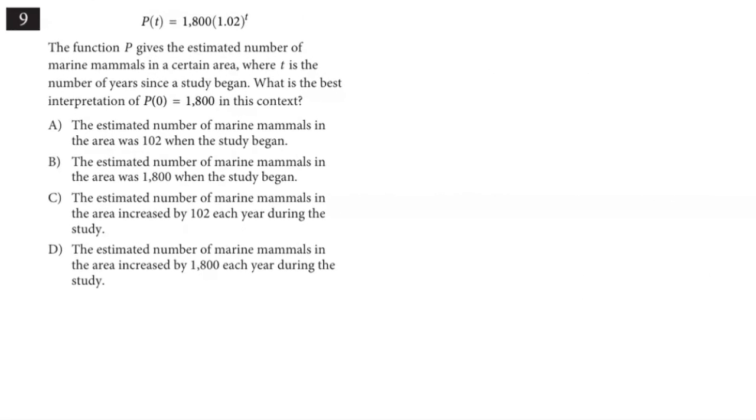Question 9. The function p gives the estimated number of marine mammals in a certain area. So this is an exponential function, where t is the number of years. So t is years since a study began. What is the best interpretation of it if you put in 0 in place of t, it becomes 1800 in this context? So we need the best interpretation before we dive into the options. Learn how to interpret exponential functions. So p of t is a function, 1800 times 1.02 to the power t. So take notes on this one.